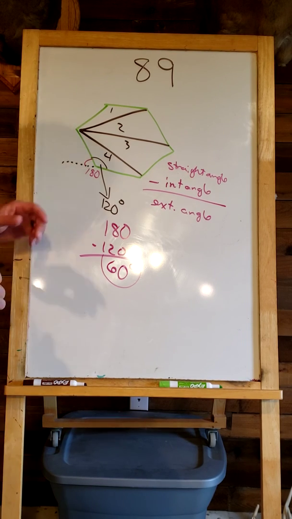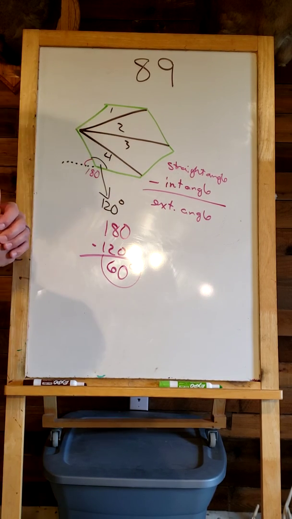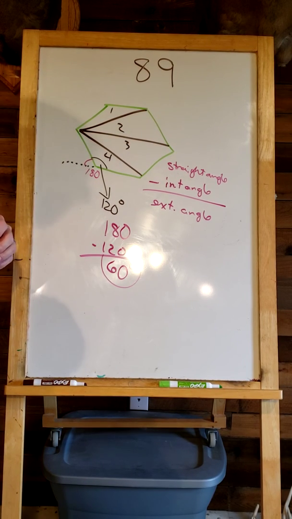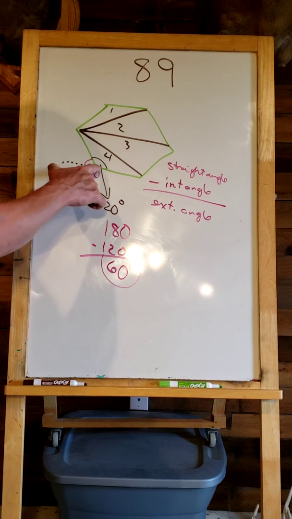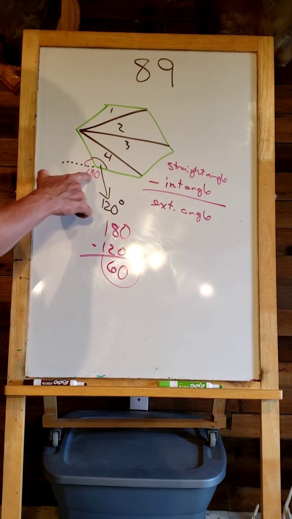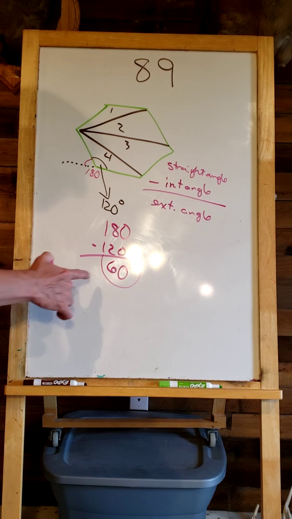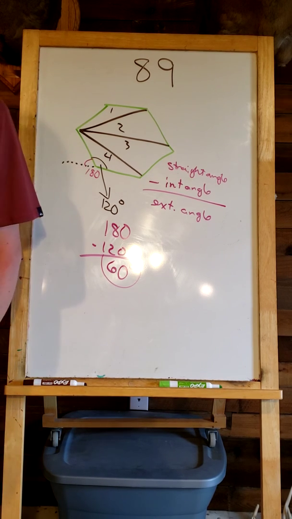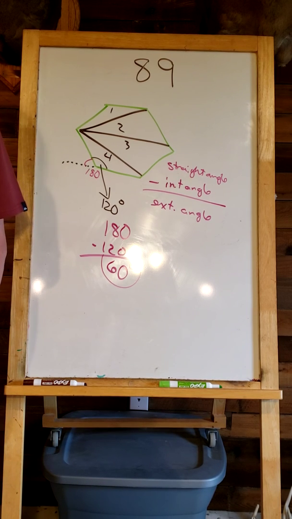So for the interior angle, find your diagonals, multiply times 180, and then divide by the number of sides. For the exterior angle, once you found your interior angle, subtract that from 180 degrees, and that will give you your exterior angle. Okay? So lesson 89, interior, exterior angles.